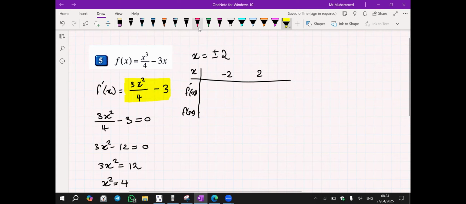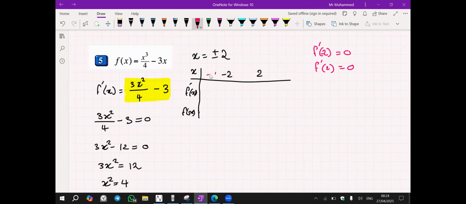Input negative 2. Negative 2 power 2 is 4, times 3 is 12. Divide by 4, then 12 over 4 is 3, minus 3 is 0. So the value at each of these critical values is 0. So f prime of negative 2 is equal to 0. f prime of 2 is also 0.